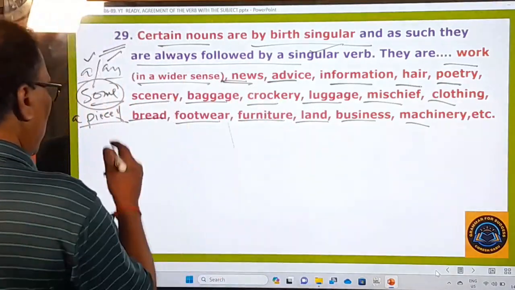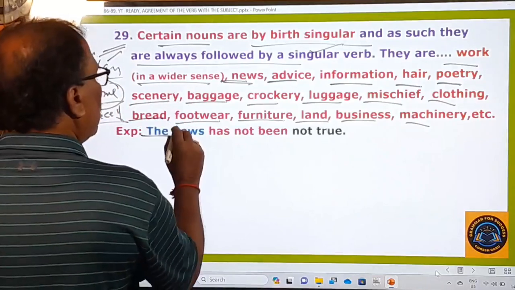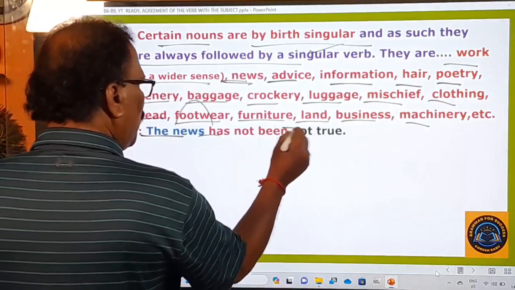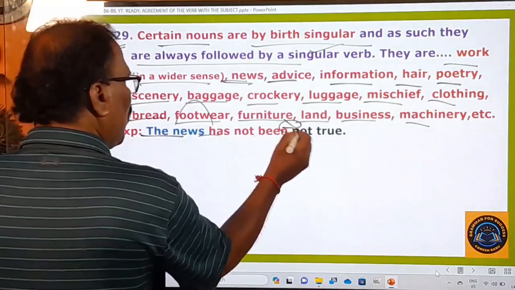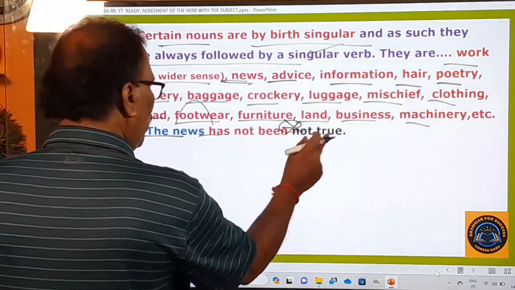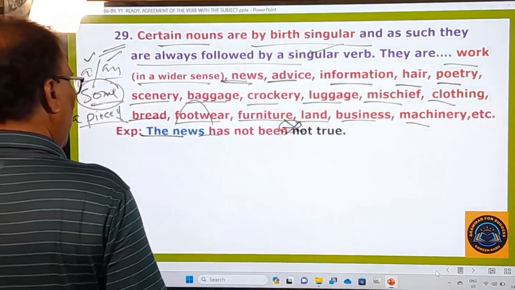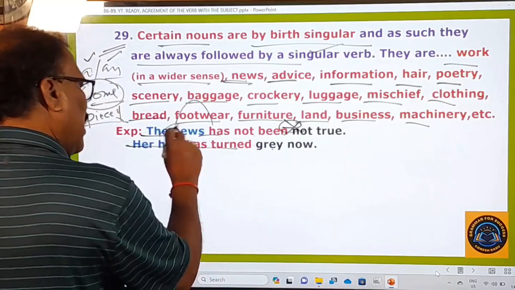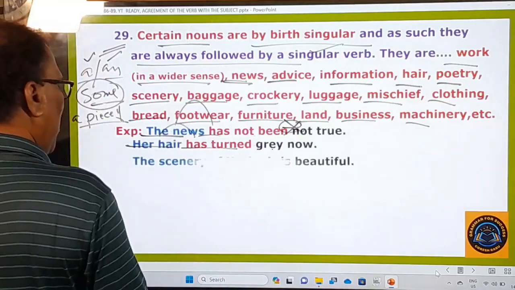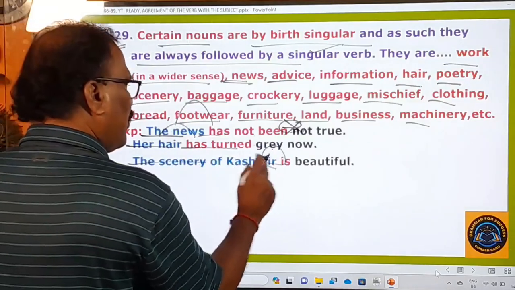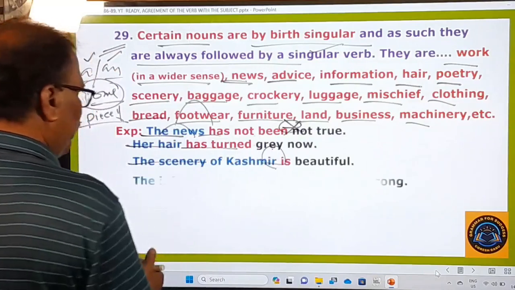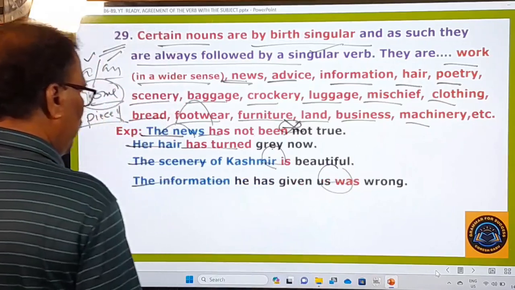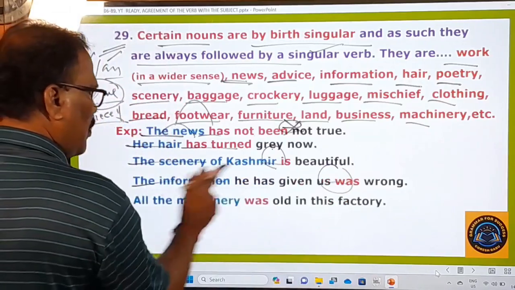And here let us learn about this. The news has not been true. News is singular, therefore has. Then comes, her hair has turned grey. Her hair is singular, so has turned. The scenery of Kashmir is beautiful. Don't say are beautiful, use a singular verb. The information he has given was wrong. Singular subject, singular noun, singular verb.